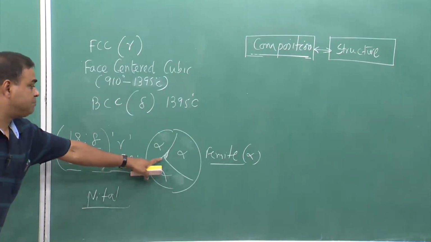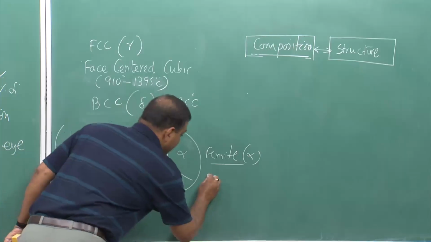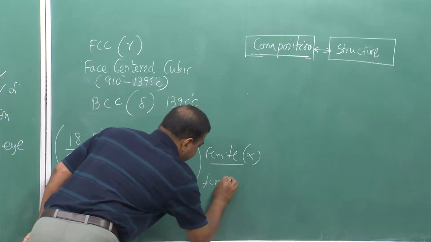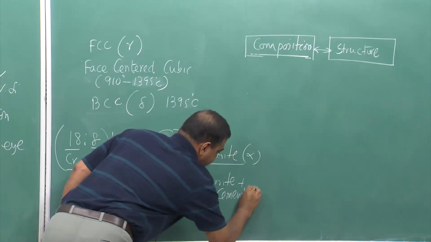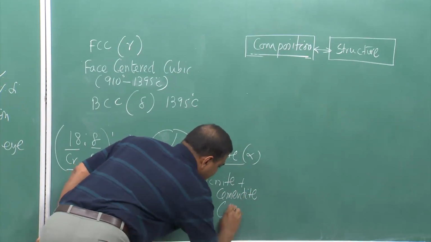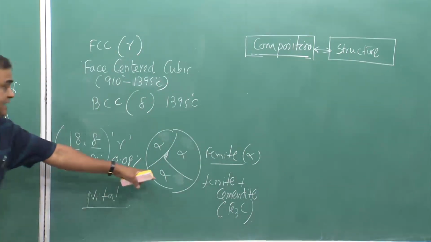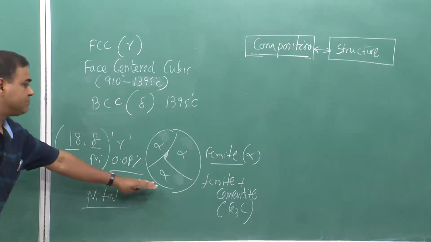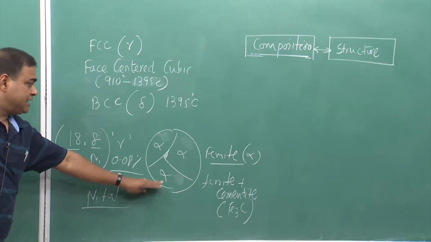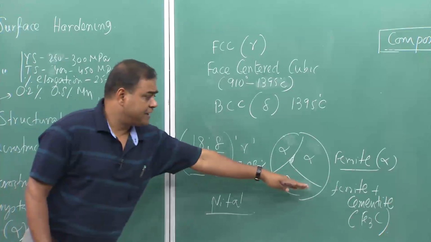At this triple point we have pearlite, and this pearlite is nothing but a phase mixture of ferrite plus cementite. The cementite formula is Fe3C, and ferrite is nothing but the solid solution of carbon and pure iron. Now, this is the typical microstructure we get, with alternate lamellae of ferrite and cementite.